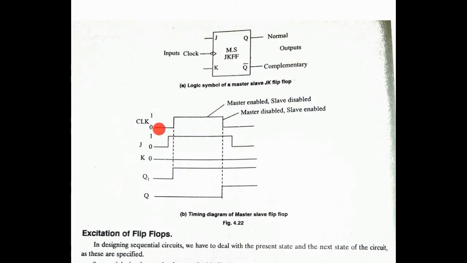Now when the clock is 0, J is 0, K is 0, then we get Q 0, and again Q 0. Here this shows that master is enabled, slave is disabled. At this portion we find that master is disabled, slave is enabled. So this is the timing diagram of master slave flip flop.